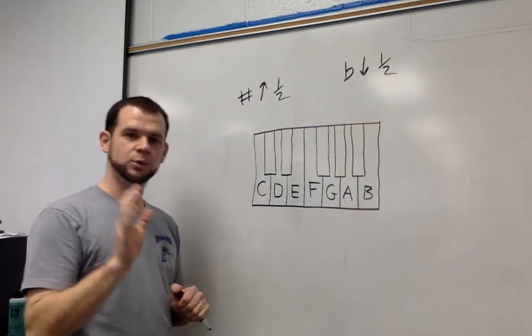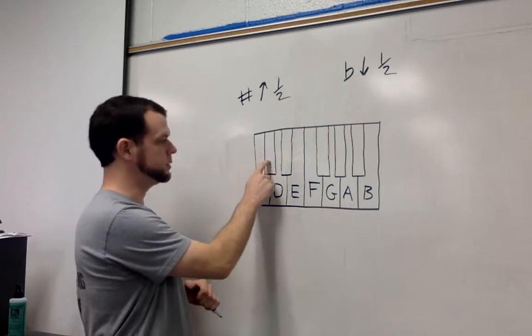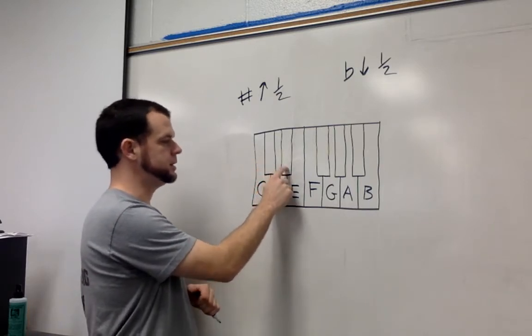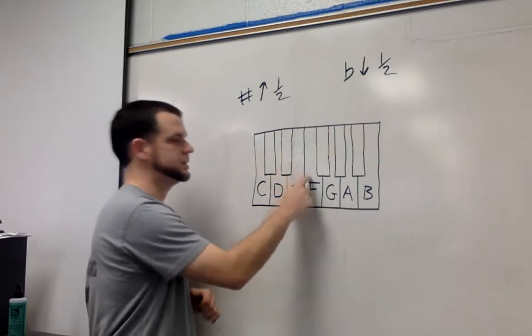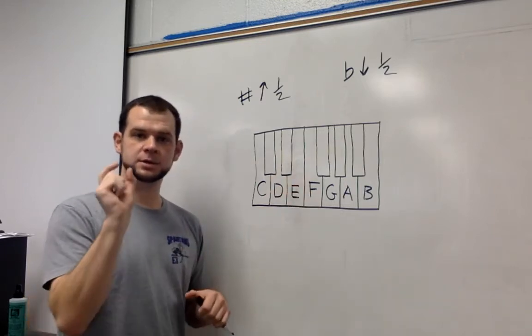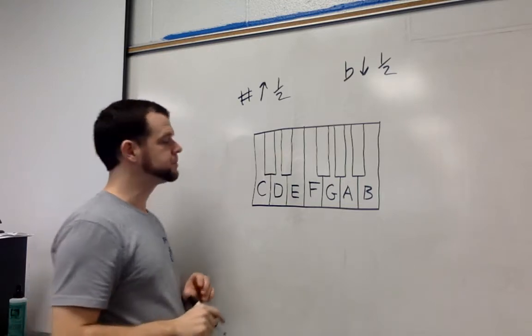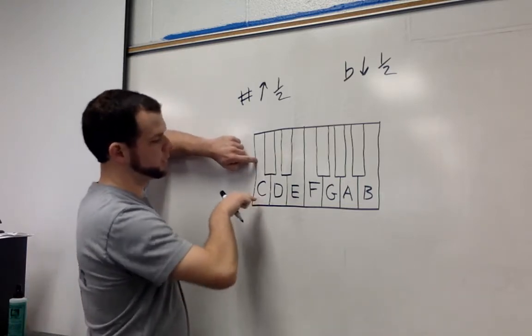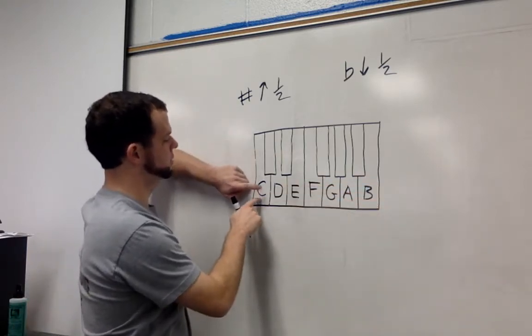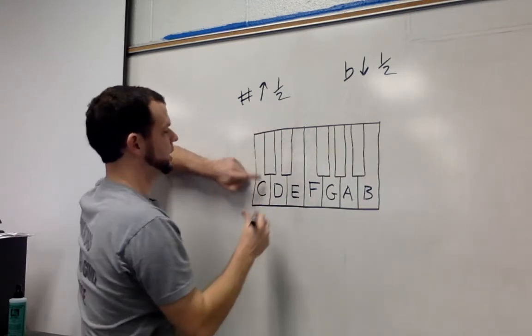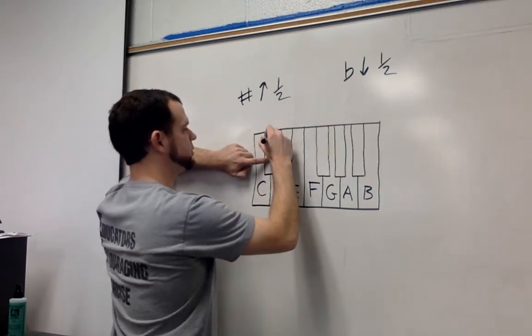And what do we mean by a half step? Well, here to here would be a half step, here to here, here to here, here to here, here to here. Basically, two keys that are perfectly next to each other are going to be a half step. So what we're going to do is, if we're going this way, we're going higher in pitch. So C, if we want to raise it a half step, we call that C sharp.